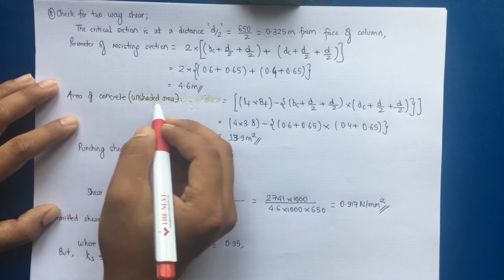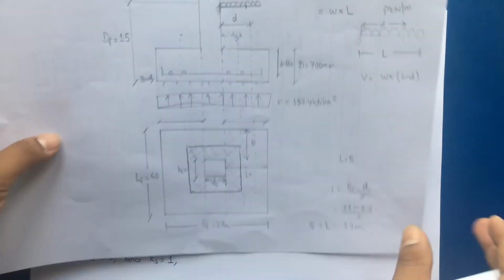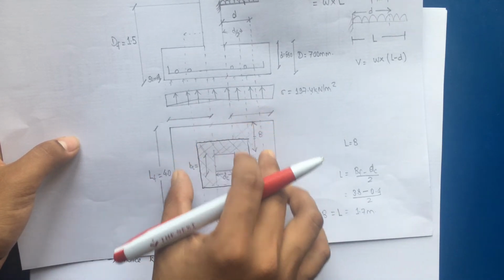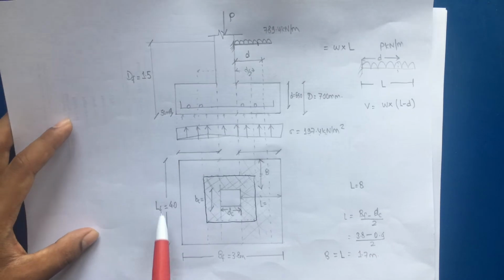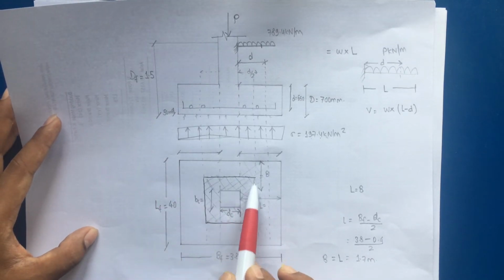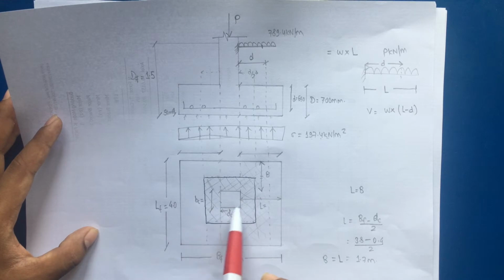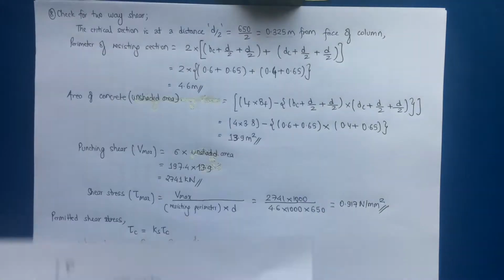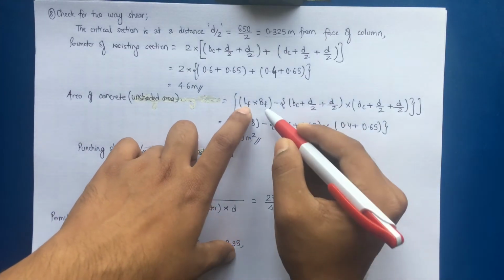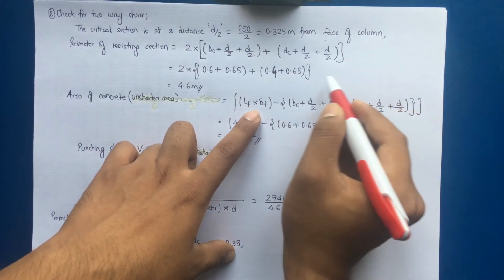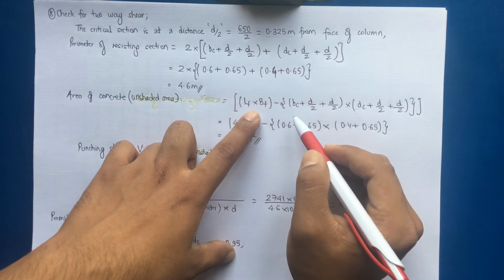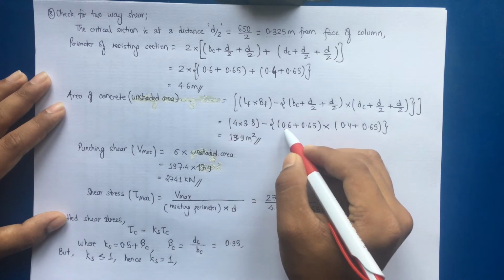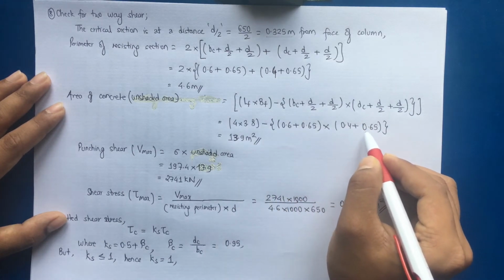Similarly, area of concrete, that is the unshaded area. So this is the shaded area and this is the unshaded area. So we have to calculate the area of the unshaded part, which will be equal to the area of the footing minus the area of the critical section, that is the area of the resisting section. So the area of footing is LF into BF minus the area of the critical section. So this comes as 4 into 3.8 minus (0.6 plus 0.65) into (0.4 plus 0.65).